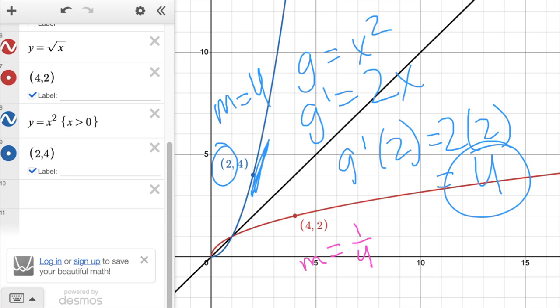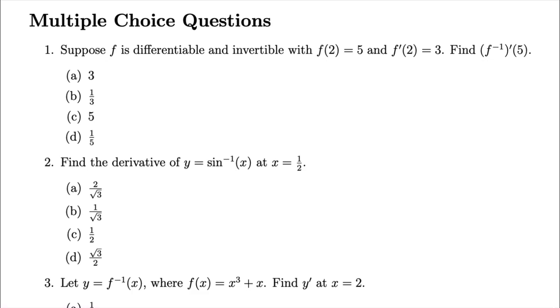Okay, let's take a look at a couple of examples to make sure this all makes sense. Okay, so let's take a look at number 1. It says, suppose f is a differentiable and invertible function with f of 2 equal 5, f prime of 2 equal 3, and we are trying to find the inverse derivative of 5.